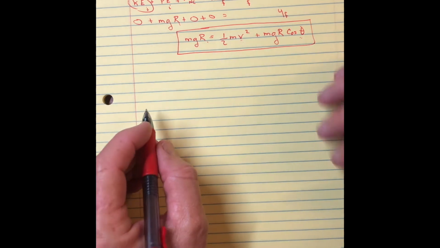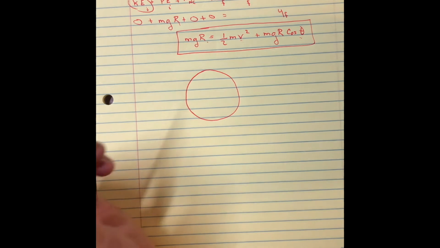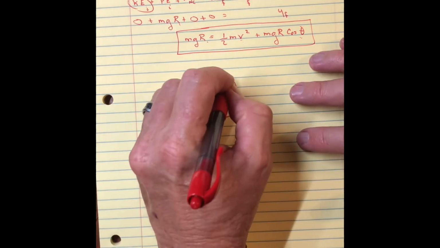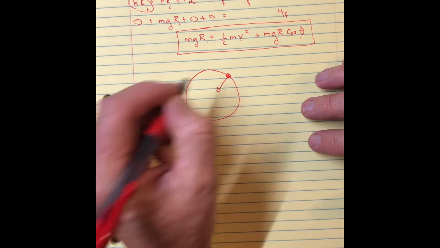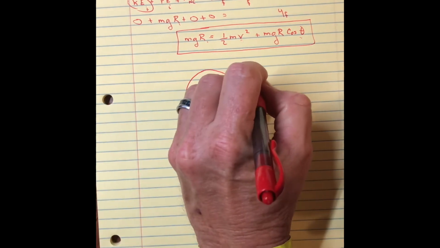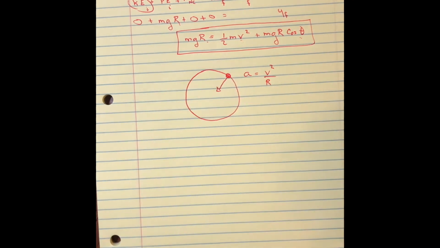But I did learn this earlier on, and hopefully you did too, that if something's going in a circle, and in this case it's somewhere right about there, that means it's changing directions, and it would have an acceleration of v squared over r. And that's the important piece. And I will also say towards the center of the circle.